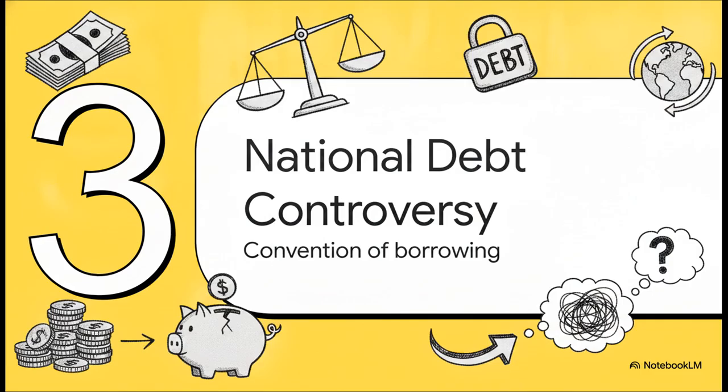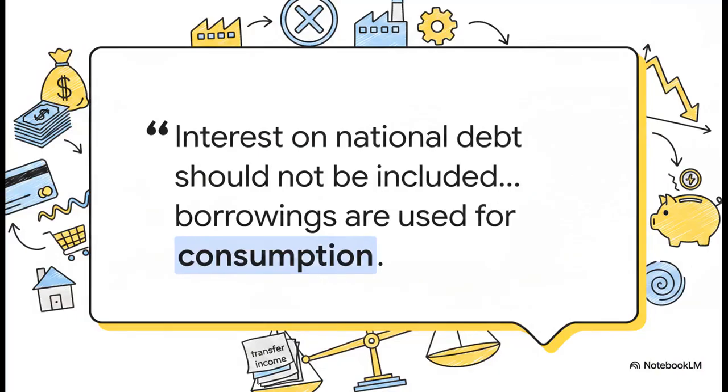Let's examine the convention of state borrowing. Now, there is a very strict academic rationale for why we strictly and impartially omit certain financial flows here. Macroeconomic convention basically dictates that interest on the national debt should not be included. Why? Well, it operates on the assumption that government borrowings are used for consumption, or what economists call unproductive purposes.